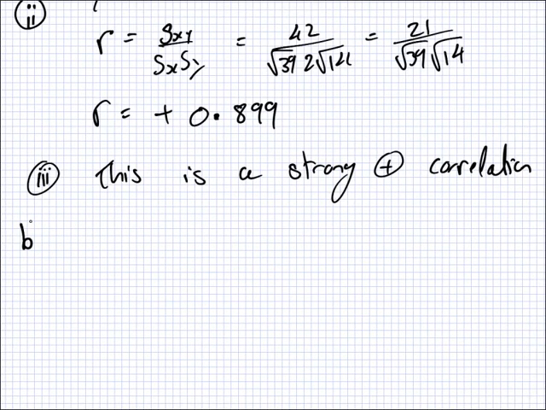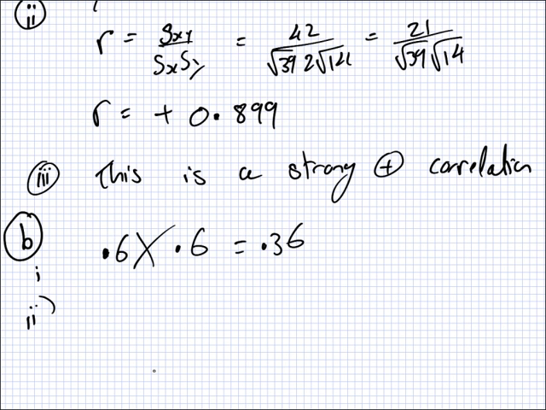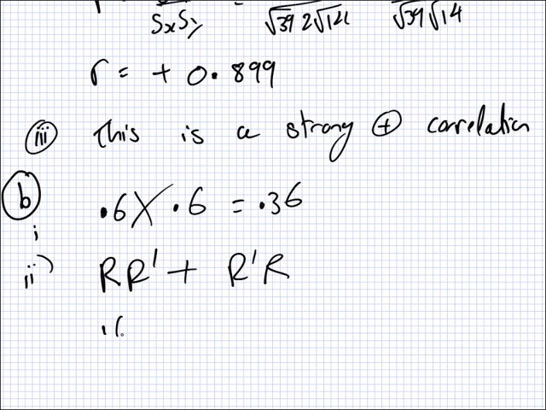Okay, B. The probability it rains on any day is 0.6. Find the probability that it rains on both days. Easy peasy. 0.6 times 0.6 equals 0.36. A little harder is the probability that it rains on one day. That's rain, no rain, or no rain, rain. So 0.6 by 0.4 plus 0.4 by 0.6, which is 0.48.